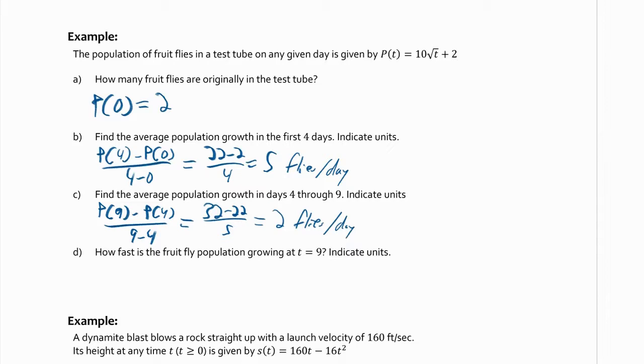And then finally, at t equals 9, now we have to do a derivative. P prime of t is equal to, well, the chain rule says this is going to be 1/2 times 10 times t to the negative 1/2. So p prime of 9 is equal to 5 over root 9, or 5/3 flies per day.